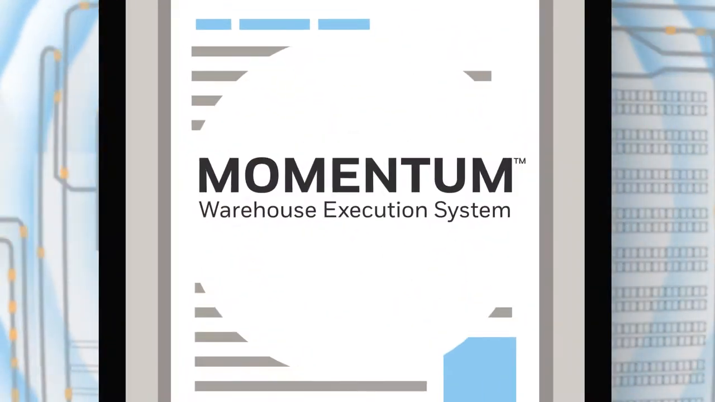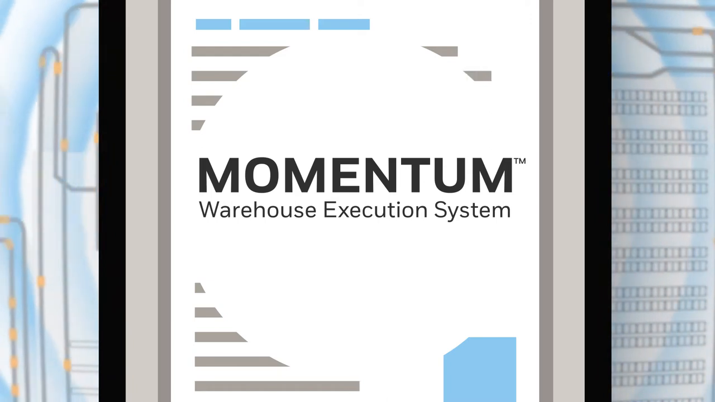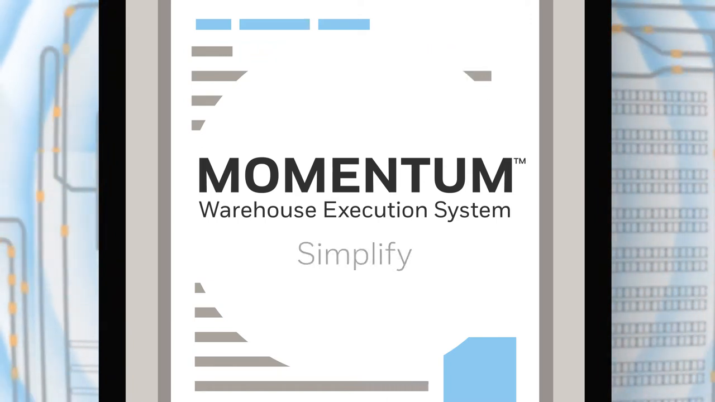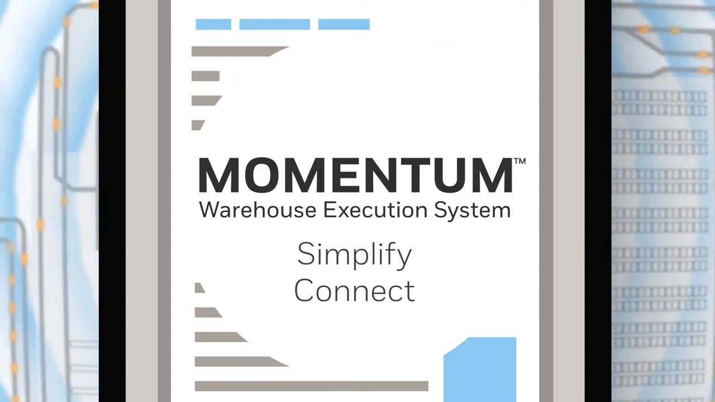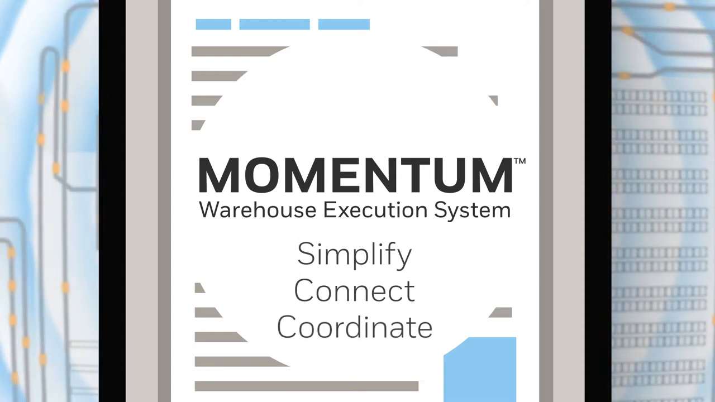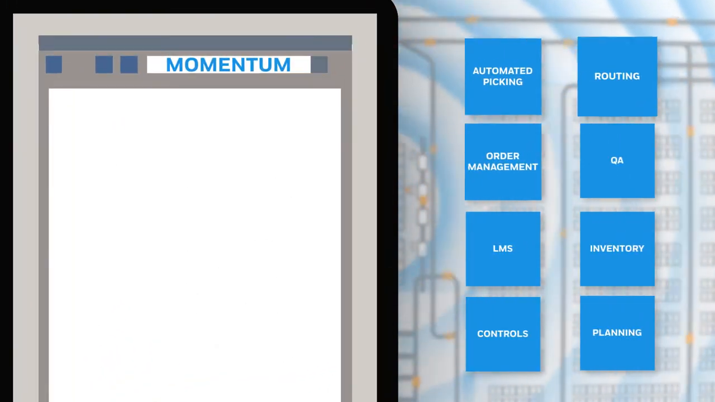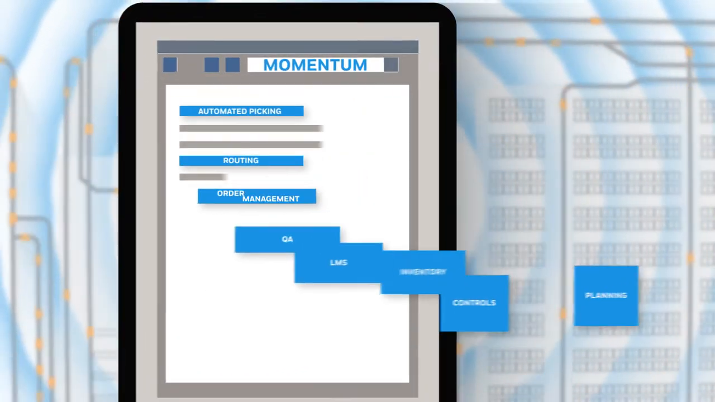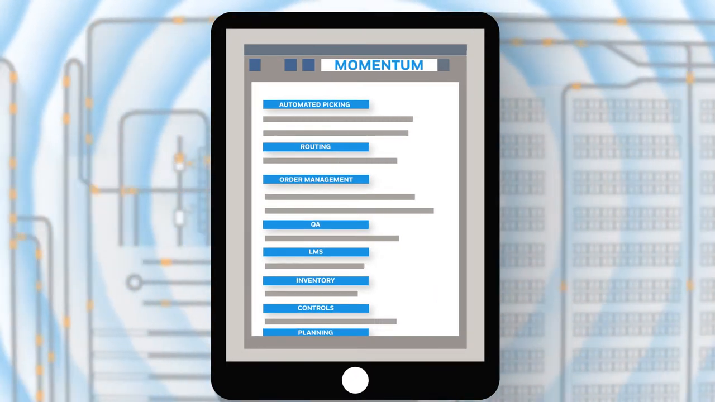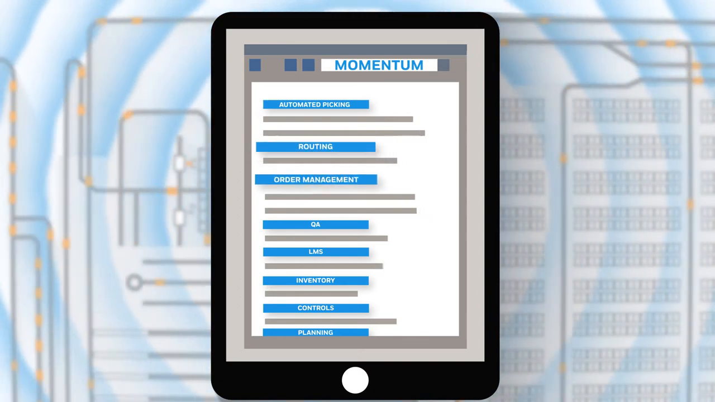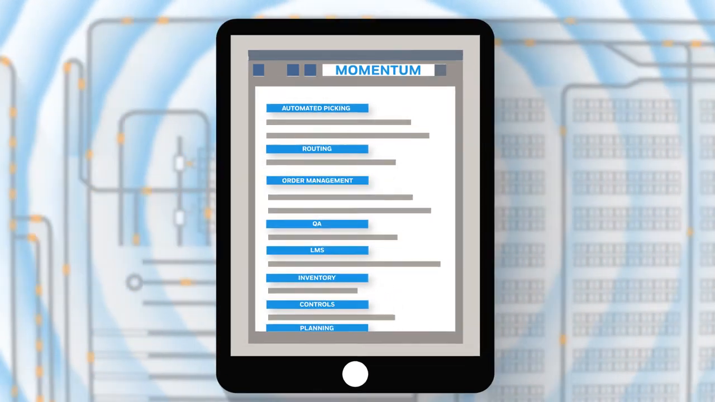Introducing the Momentum Warehouse Execution System from Honeywell Intelligrated, a powerful software platform designed to simplify complex fulfillment operations, connect orders, labor, and automation, and coordinate synchronous workflows. Momentum takes a clean sheet approach to software development, incorporating multiple modules into a unified code base. Now everything from automated picking and routing to order management and QA can be managed within a single platform.